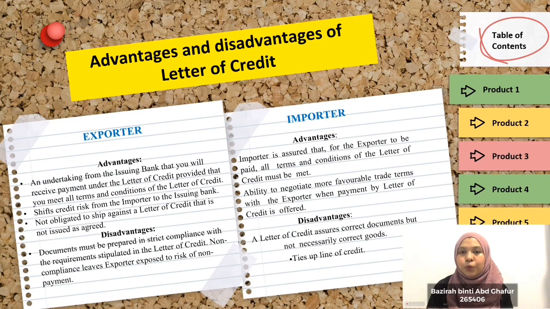Next, for the importer, the advantages are: first, the importer is assured that for the exporter to be paid, all terms and conditions of the letter of credit must be met. Second, ability to negotiate more favorable trade terms with the exporter when payment by letter of credit is offered. Last, the disadvantages for the importer are: first, a letter of credit assures correct documents but not necessarily correct goods. Second, it ties up the line of credit.